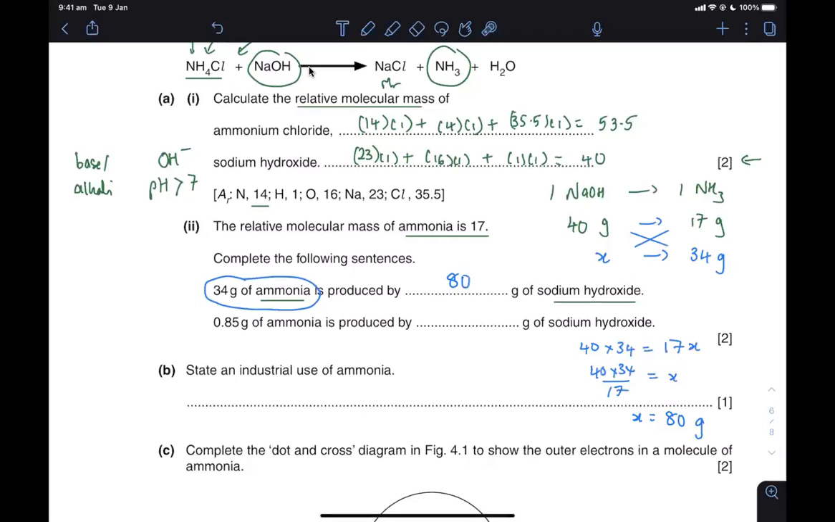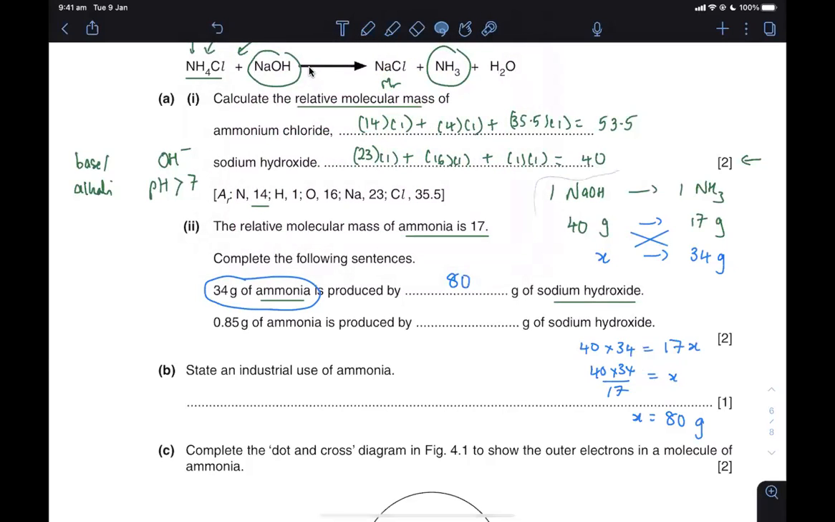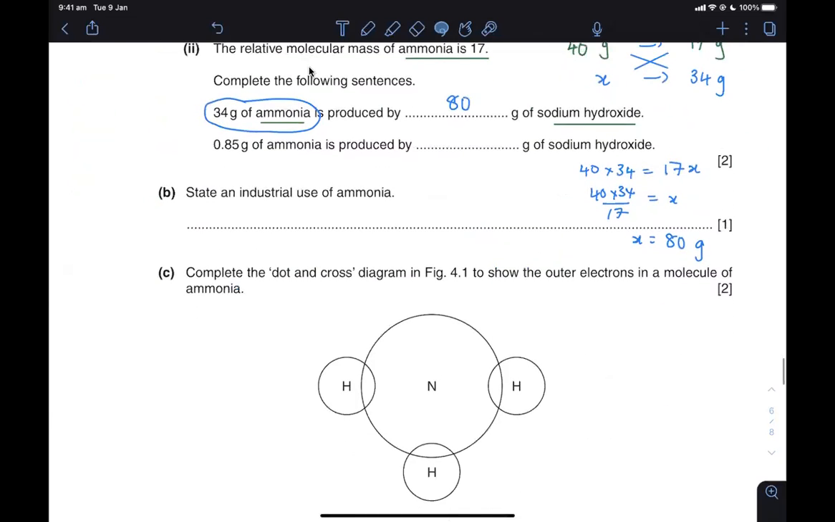And then next up, you have the same problem, but you have 0.85 gram of ammonia. So what I'll do is I will copy the exact same thing, but I don't want X anymore because I want to show a different working. If I use X, it means it's the same thing.